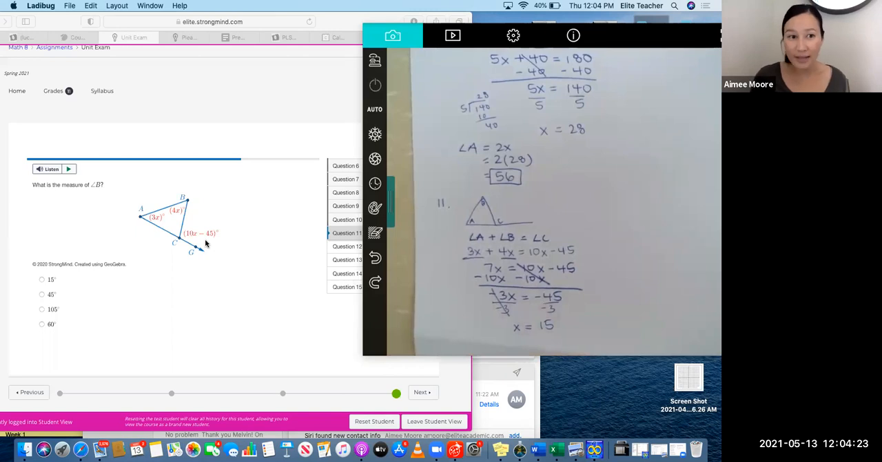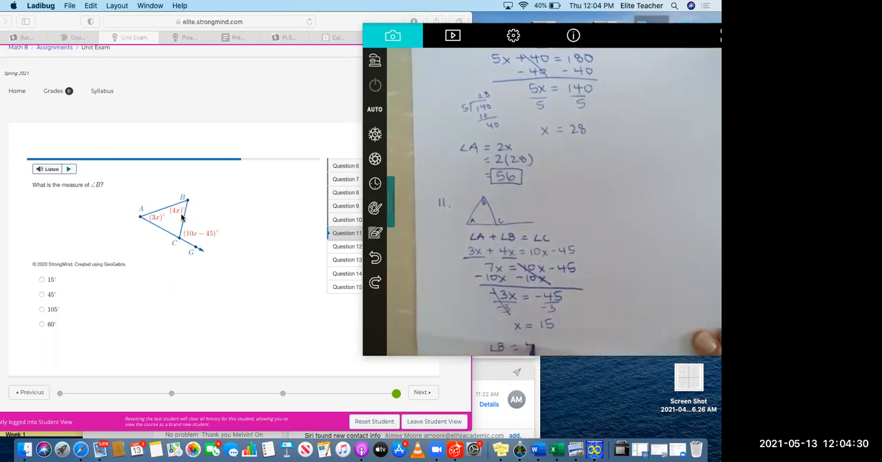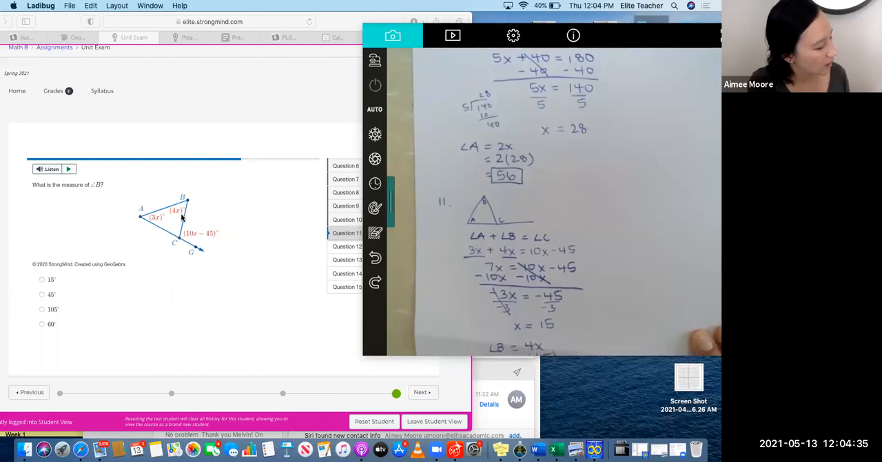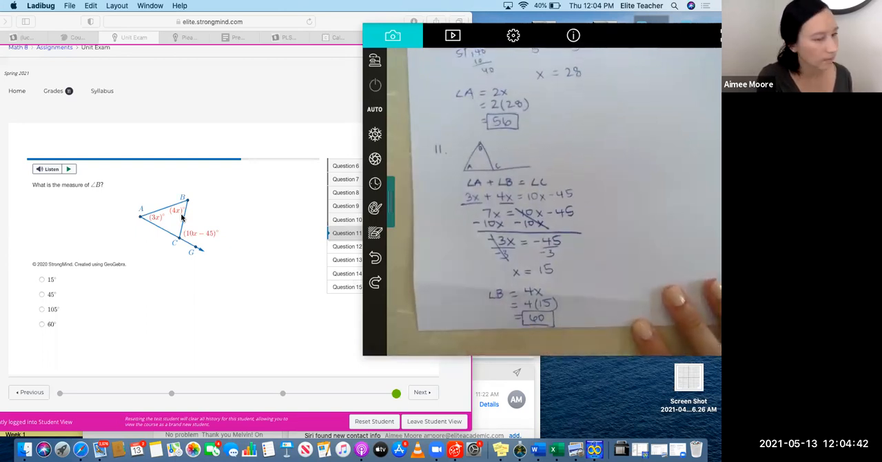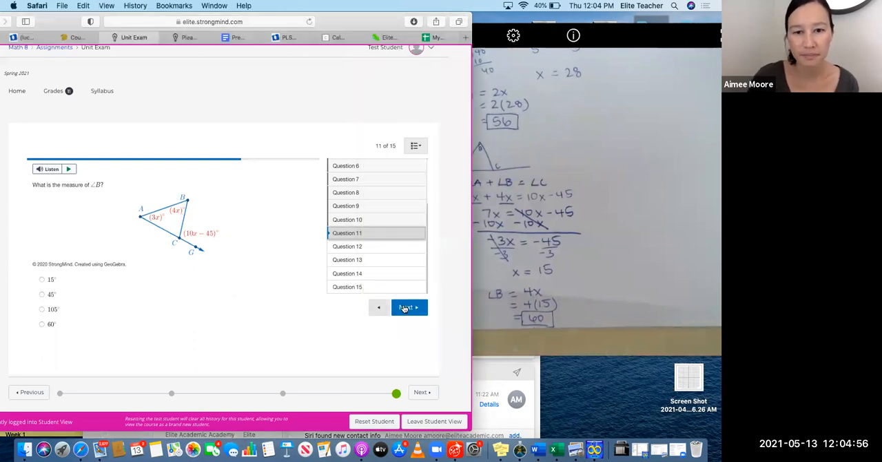But it's not asking what x is, it's asking the measure of angle B. So angle B is equal to 4x. So we have to plug in our x, 4 times 15, which means angle B is 60 degrees. Any questions on number 11?